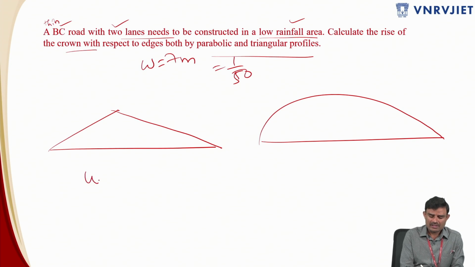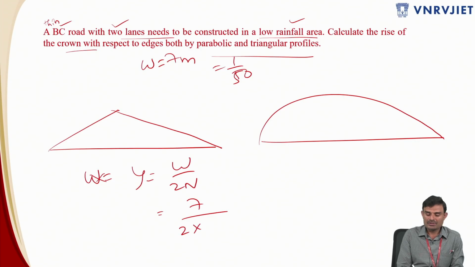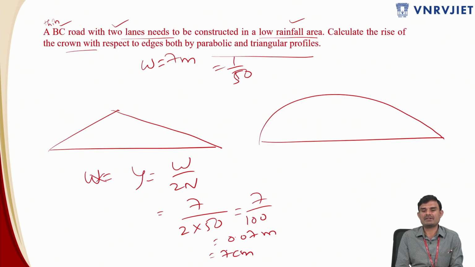So with this you can use the formula y is equal to W by 2n. Y is equal to W by 2n. Your width of the carriageway is nothing but 7 meters, 2 into 50. From that you can calculate. You will get the value, which is nothing but 7 divided by 100, that is 0.07 meters. So that will be 7 centimeters. The value over here will be 7 centimeters.